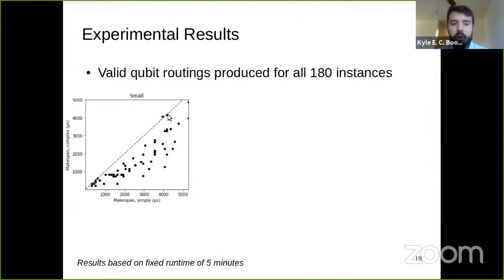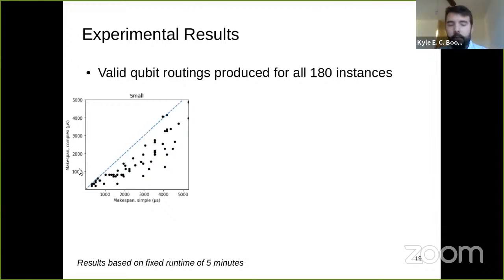So this is the plot for the small instances. Each one of these points represents the results for a single instance, and the coordinates of the points are going to be the makespan given by the simple objective function, and then the makespan given by the experiments with the complex objective function. And so if a point lies right on this blue line, that means the makespan using both objective functions was the same. If it lies below the line, that means using the complex objective function was actually better. And if it lies above the line, it means using the simple objective function was actually better.